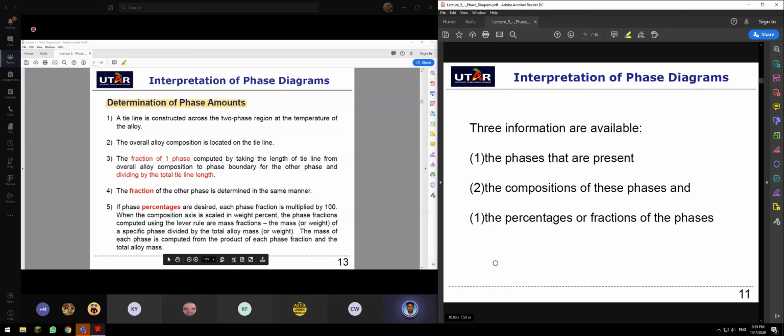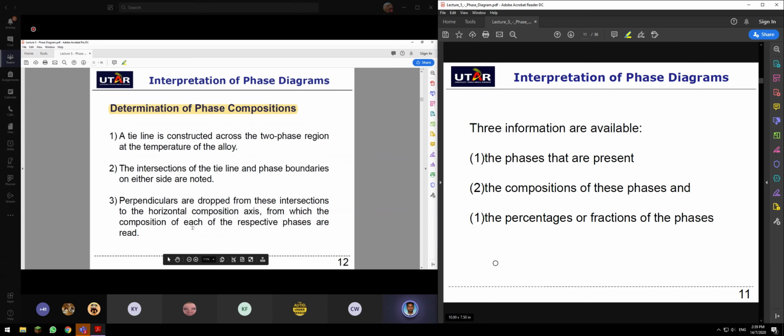Yes, Lua Wenzheng. 45 and 58 is more than 100%. I'm talking about phase composition, not the phase amounts. 45 and 58 is phase composition. Phase amount should be 100%. Don't get confused on that.